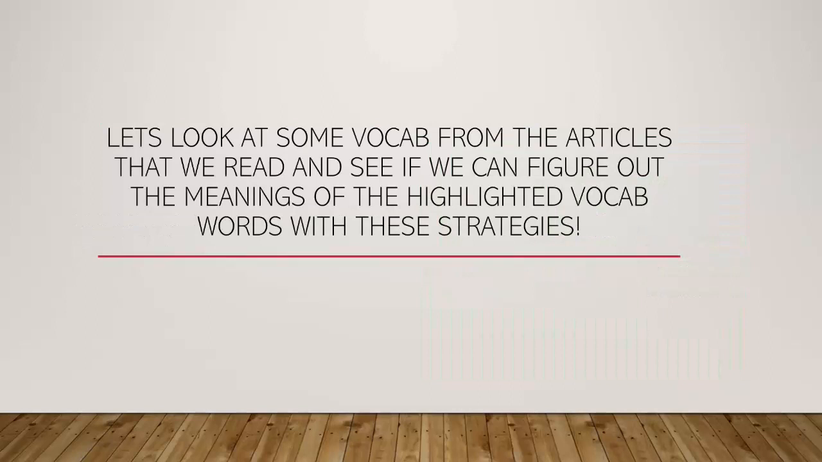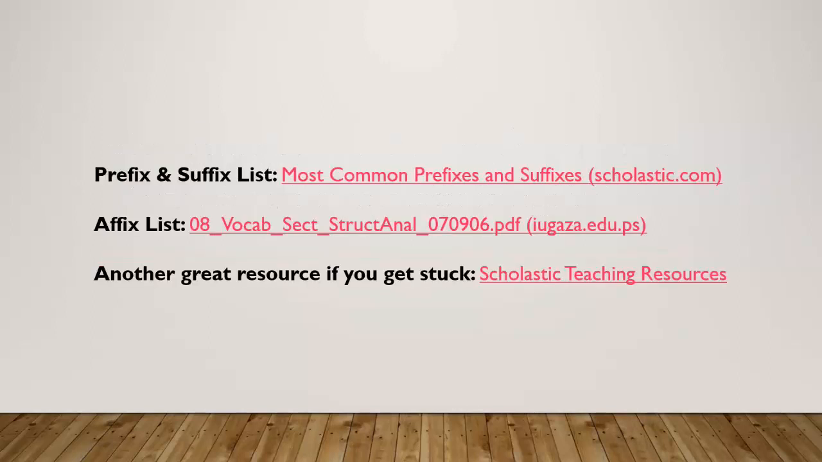So let's look at some vocab words from the articles that we had read in class and see if we can figure out the meanings of the highlighted vocab words using this strategy of dividing the word into parts. Here is a resource that you can use as we go through and divide these words up. It's a prefix and suffix list, and I also have an affix list which breaks up smaller morphemes and gives you some definitions for those smaller pieces of words.